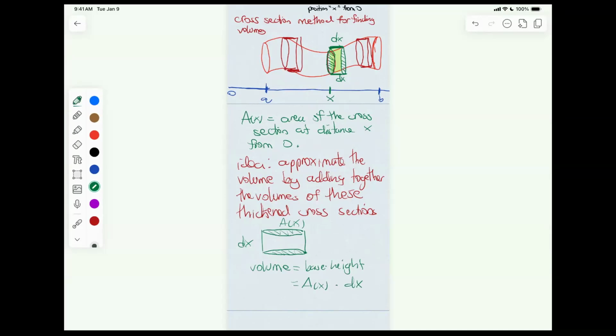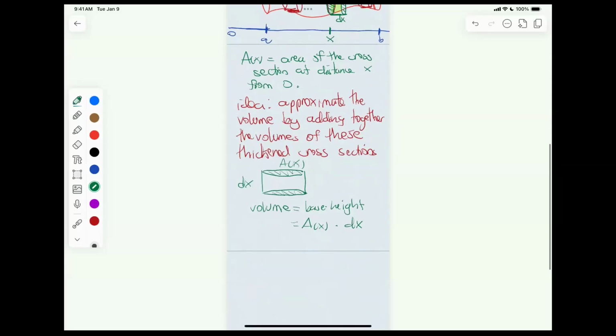Oh, by the way, it's useful to think about units with integrals. What are the units of area? They are length squared, right? Let me write that down. So this has units of length squared. dx is a little bit of an interval, so it has units of length. And so length squared times length gives you length cubed, which makes sense because we're trying to find the volume.